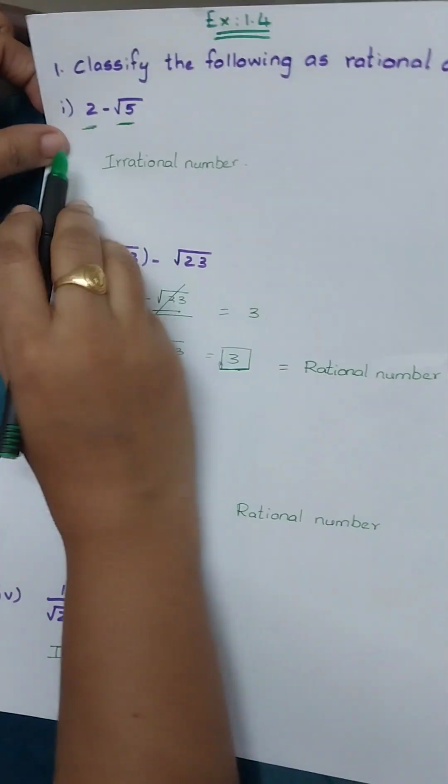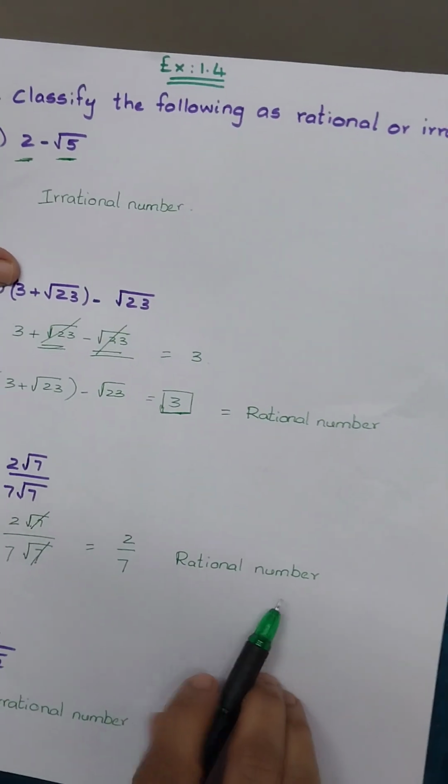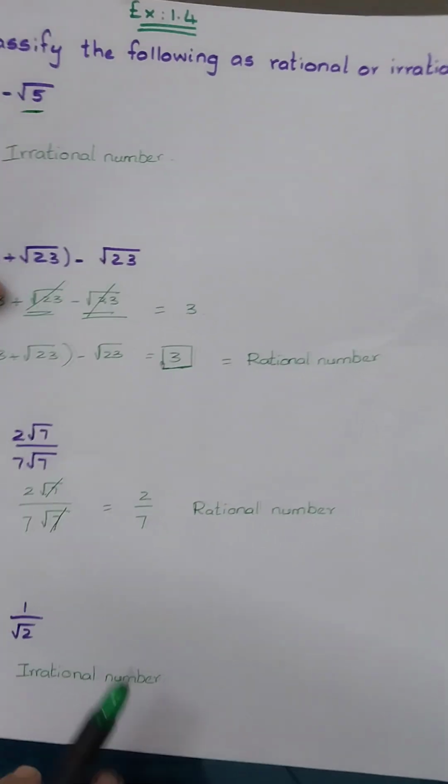So we have classified these things. First one is an irrational number. Second one is a rational number. Third one is a rational number. And fourth one is an irrational number.